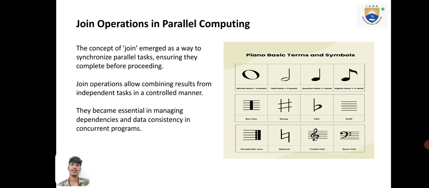Join operations in parallel computing. The concept of join emerged as a way to synchronize parallel tasks, ensuring they complete before proceeding. Join operations allow combining results from independent tasks in a controlled manner. They become essential in managing dependency and data consistency in concurrent programs.